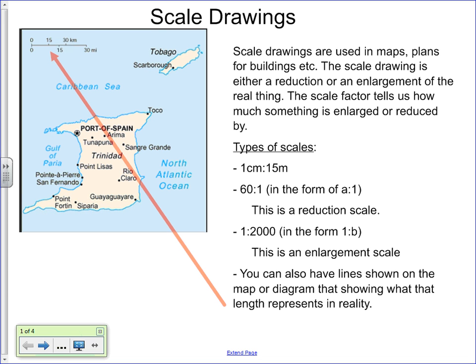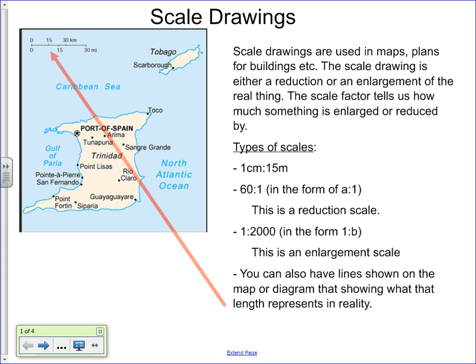Now, it's either a reduction of something by a particular ratio, or it's an enlargement. So, for example, if someone's drawing a picture of a virus, that's obviously an enlargement, because viruses are microscopic and tiny. Whereas this map is obviously a reduction, because the island is hundreds of kilometers across and very large. So we draw the map as a reduction of the real thing.